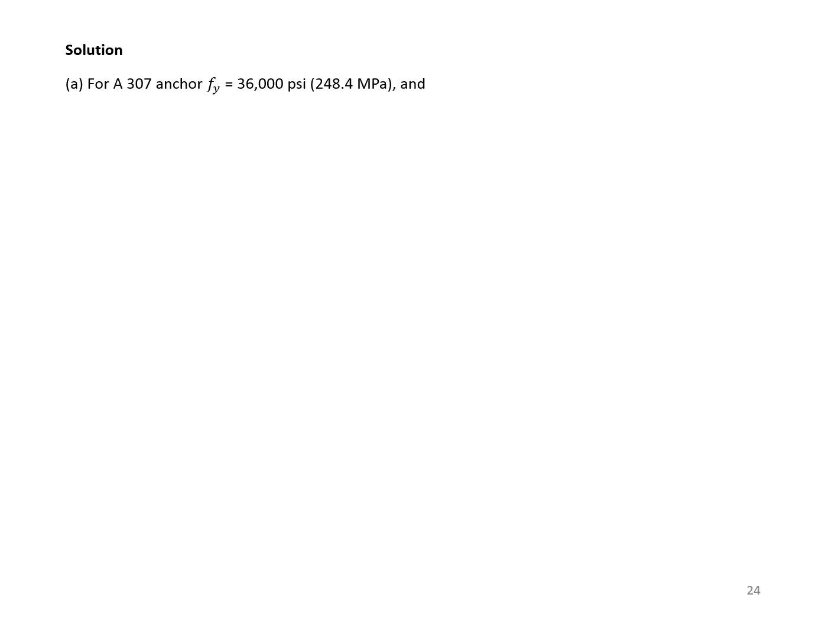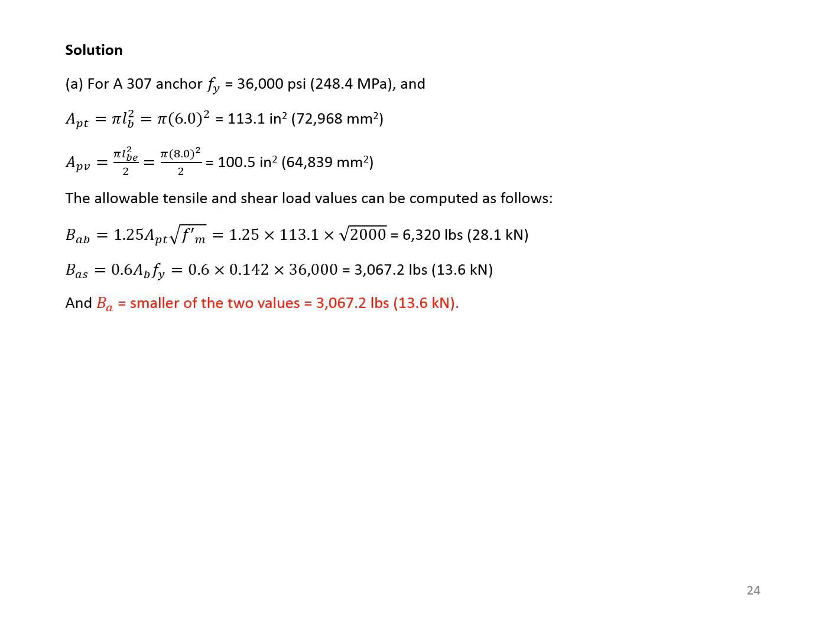For an A307 anchor, the yield capacity is 36,000 psi. We compute the APT based on the embedment length of 6 inches, which is 111.1 square inches, and APV based on the 8 inches of edge distance, and in this case is 100.5 square inches.